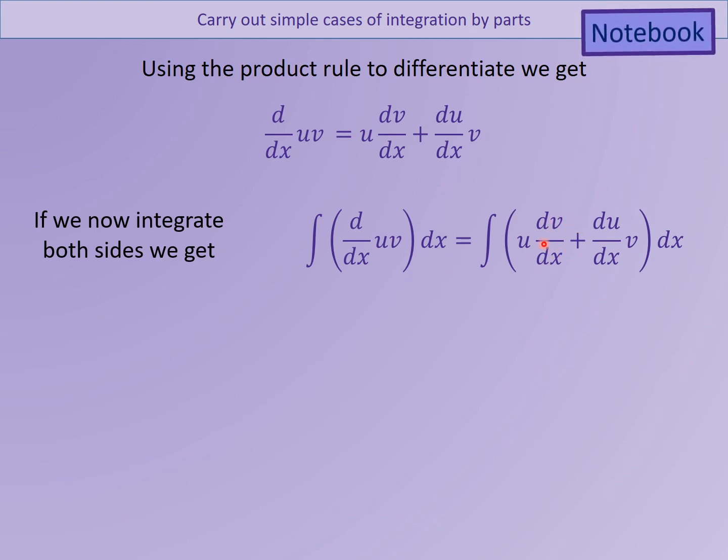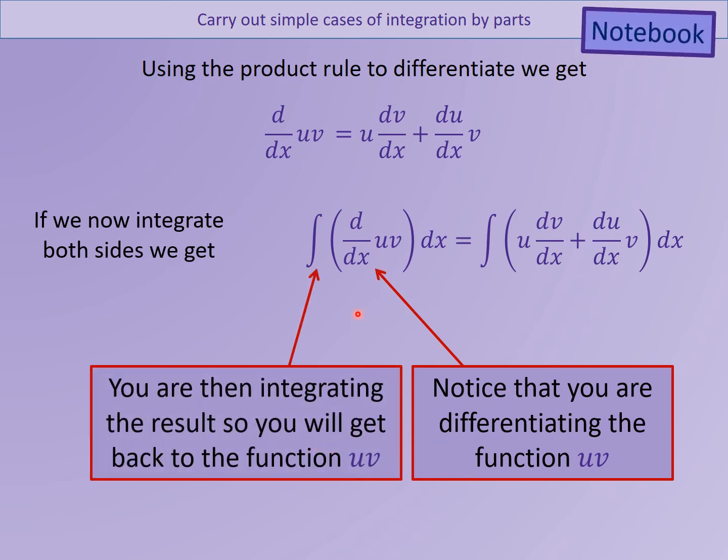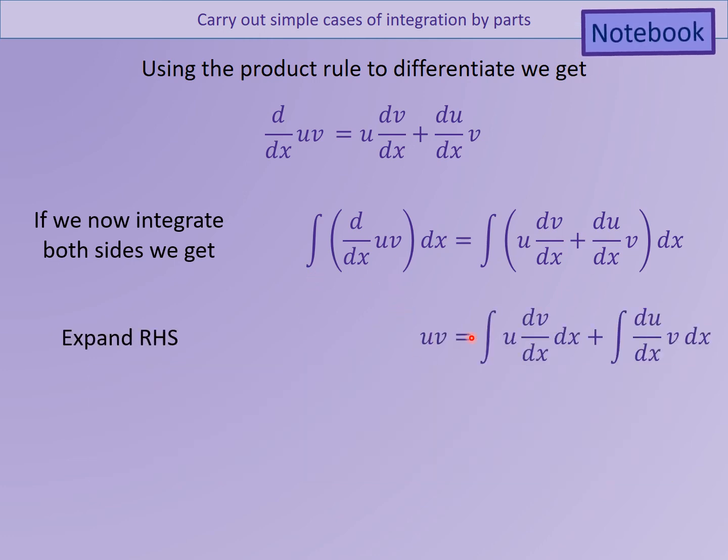If it's just a v, that'd be fine, but the u's messing it up. So what can I do? On this side, which is what I just said, I can differentiate it and then I've integrated it straight away. So what I end up with is just uv. But this side, I can't do anything with, but what I can do is separate it out. I can expand it.